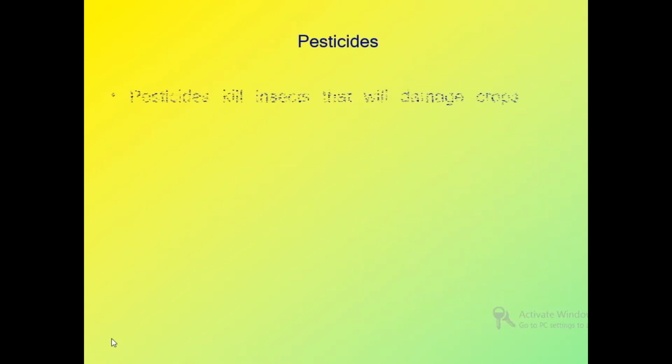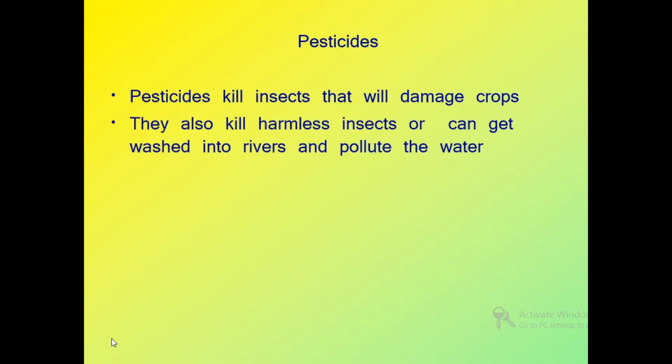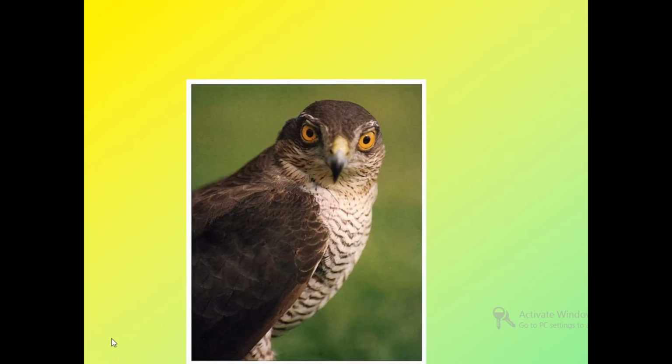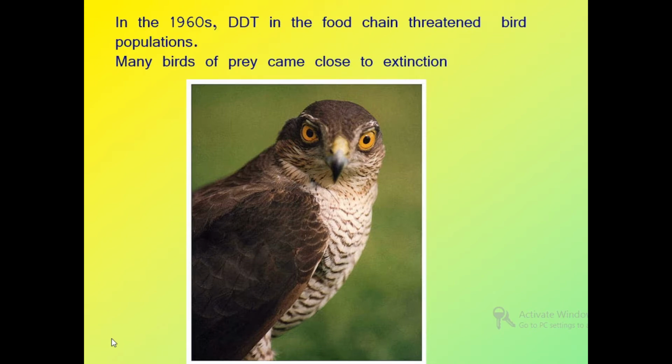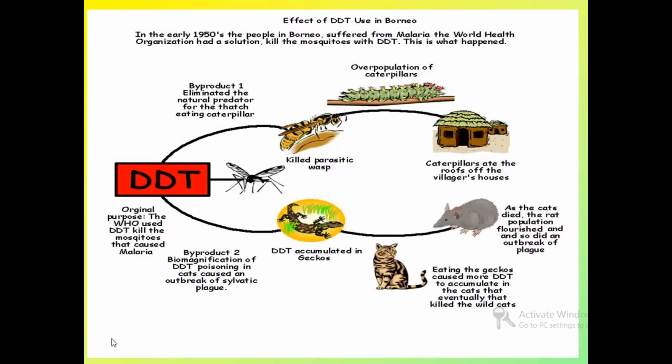Pesticides. Pesticides kill insects that will damage crops. They also kill harmless insects or can get washed into rivers and pollute the water. They may even end up in the food chain. You will find that many species are affected by the use of fertilizers and chemicals in agriculture. In 1960, DDT in the food chain threatened bird populations. Many birds of prey came close to extinction.